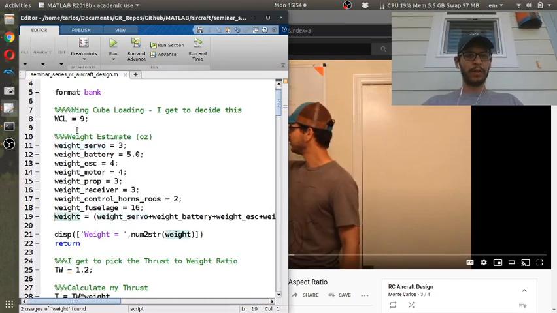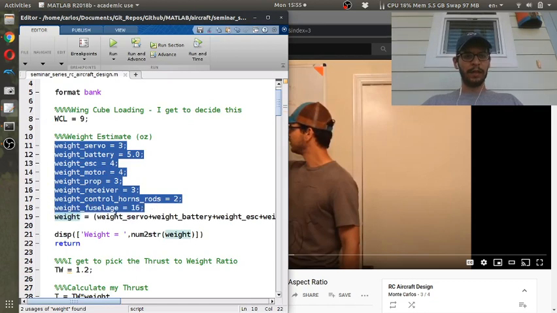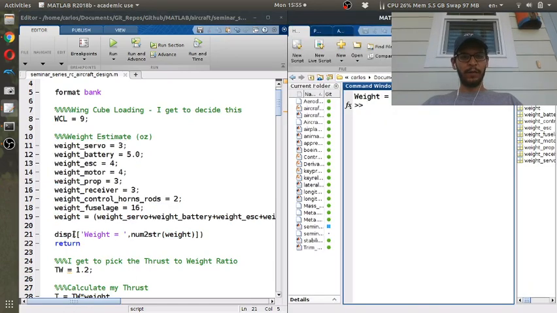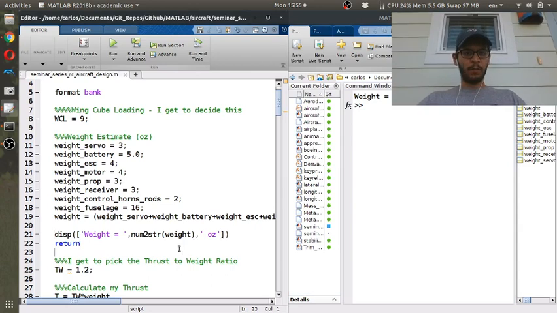Now when you build your aircraft, you're going to change this and you're going to look up these weights online, but before you get your final weight, I was getting an estimate of about 40 ounces. Okay, and so there was my weight estimate.